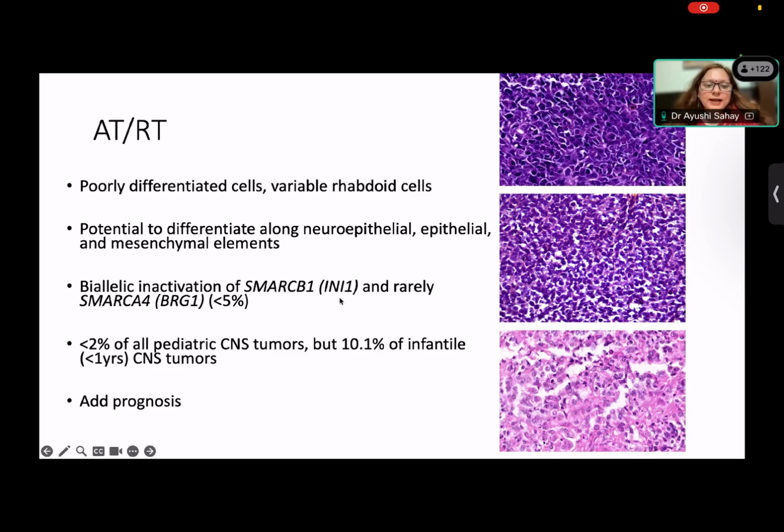And if you have the loss of INI1, that indicates that the tumor has a deficiency of SMARCB1. And if you have a loss of BRG1, which is less than 5%, you have a deficiency of SMARCA4. So these are again rare tumors, less than 2%, but in the infantile age group they form a big chunk, and they have uniformly poor prognosis.